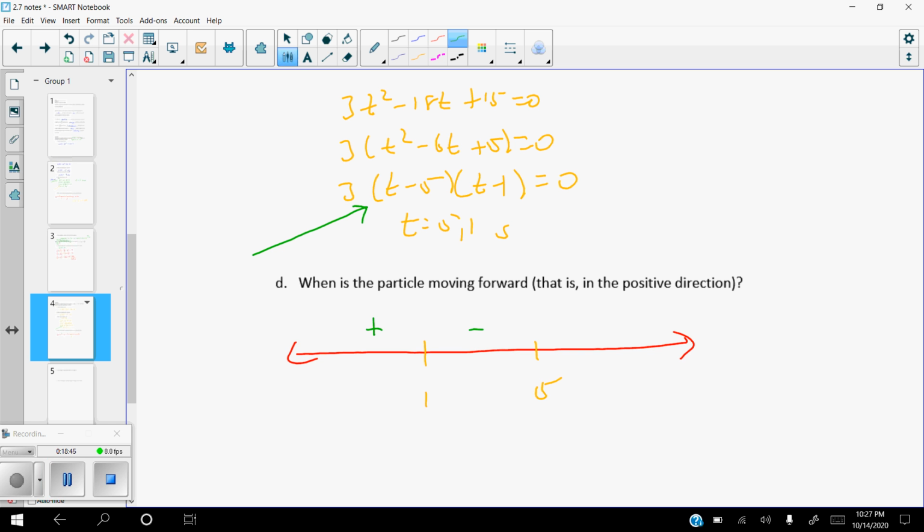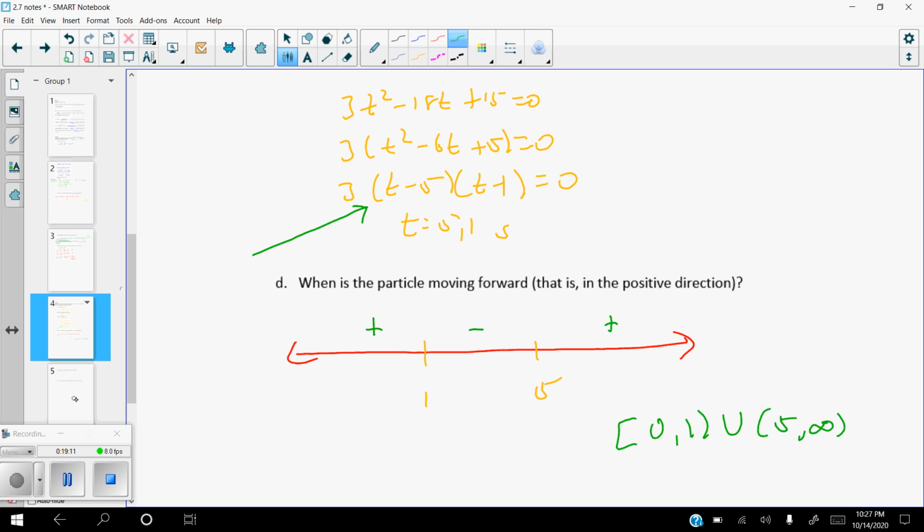And then I'm going to plug in a 6 to the right of 5 there, and it's going to give me a positive times a positive. So again, the particle is moving to the right there. This is not always going to be the way it is. It just happens to work out this way in this case. So the particle is moving in the positive direction from 0 to 1, and then again from 5 off to infinity. That's where the particle is moving in the positive direction.